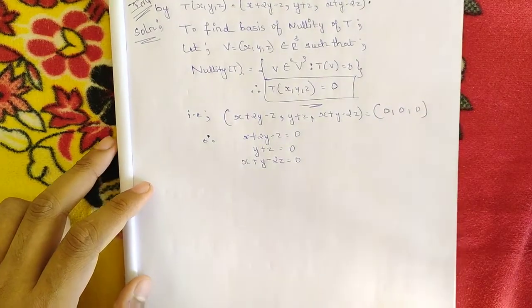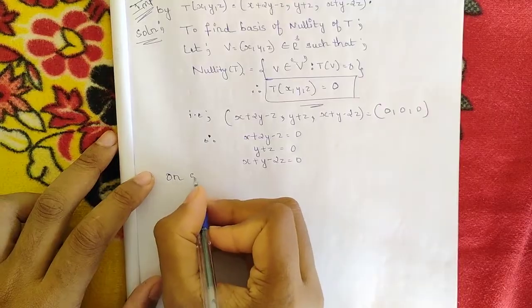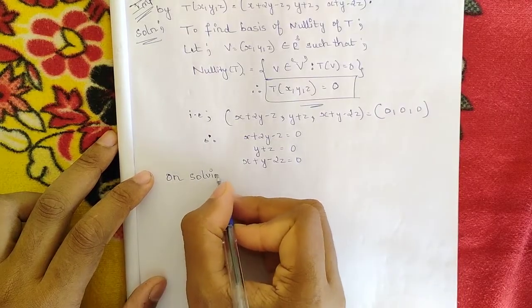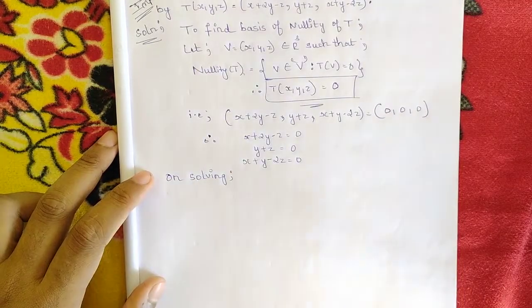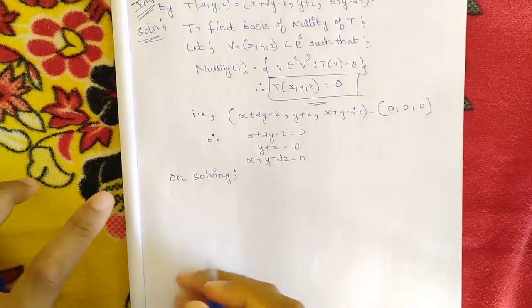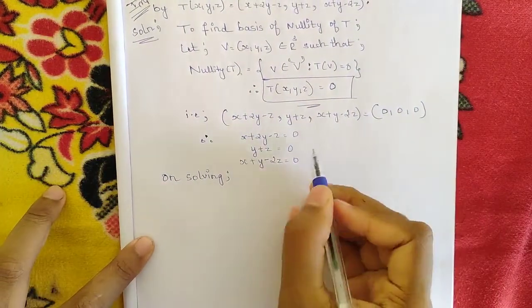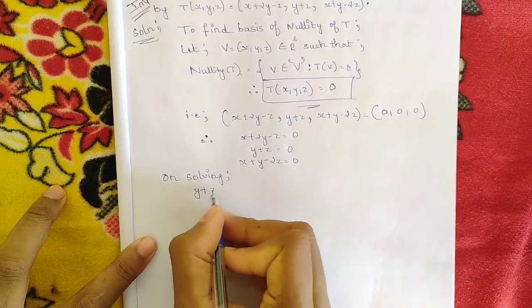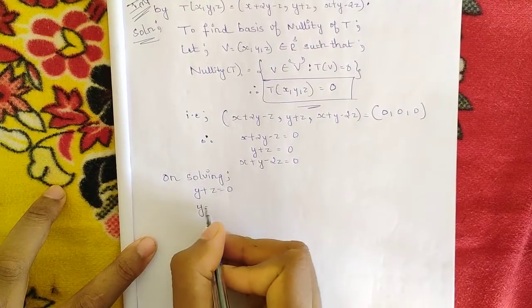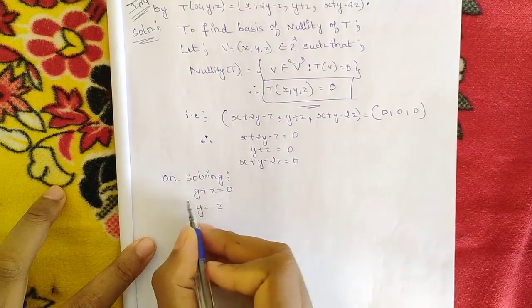On solving, first let us write the smaller equation, that is y plus z equal to 0. So we would be getting y is equal to minus z. Okay, this is one term.